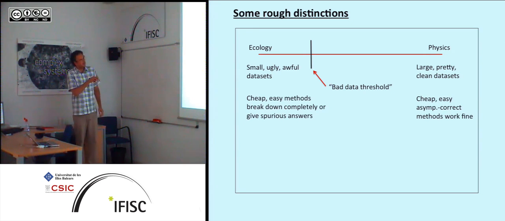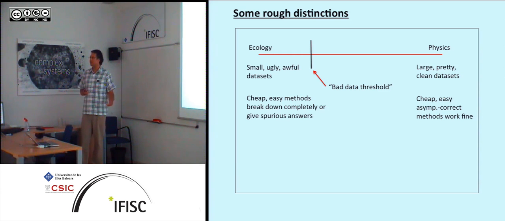Now, once you've crossed the bad data threshold, cheap and easy methods fail. In the best case scenario, they just break down and you don't get anything. In the worst case scenario, they give you a nice looking result that actually is completely wrong. And this happens all the time. You get these spurious results where it's like, oh yeah, look at that. And you find out, oh, actually that's nonsense. That didn't work at all.